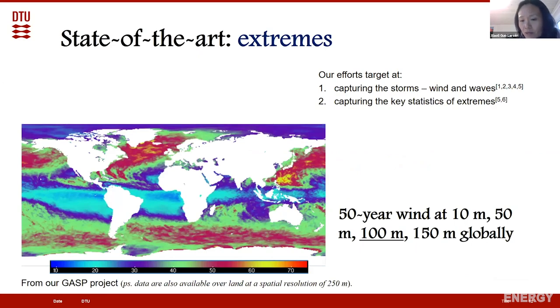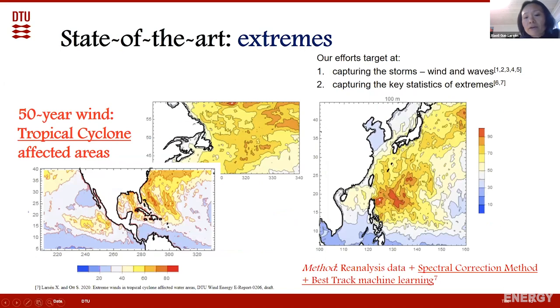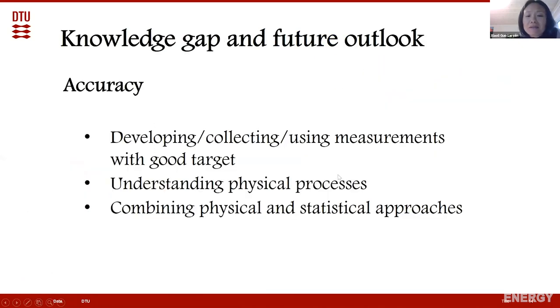reanalysis data to make the extreme wind, the 50-year wind, at a number of heights over the globe. And here is an example of a 50-year wind at 100 meter over the ocean globe. I just want to point out, we also made a similar calculation over land at a resolution of 250 meter. This simple approach, of course, has its limitations for areas, for instance tropical cyclone areas. And there we also applied a machine learning process based on best track data and corrected on top of the spectral correction method.